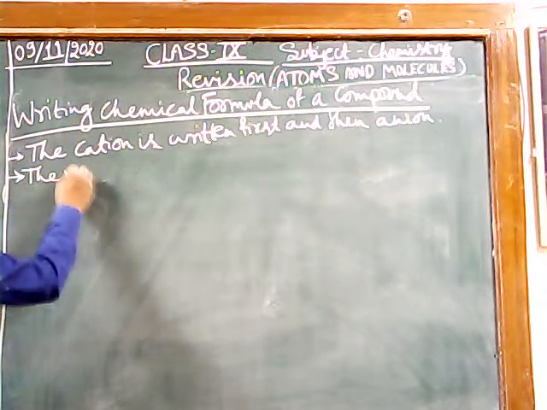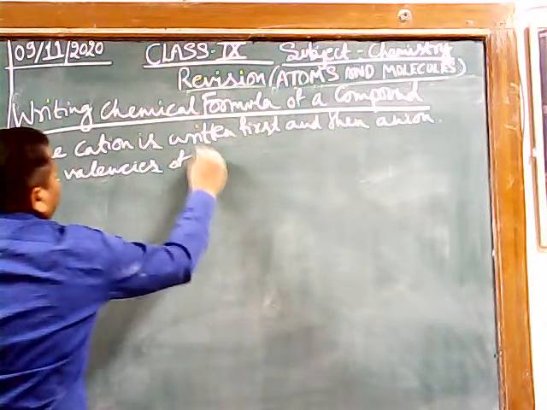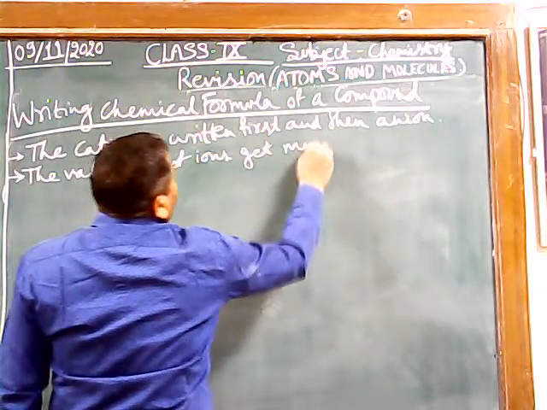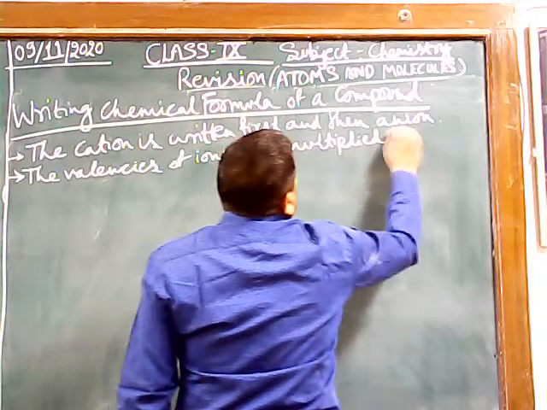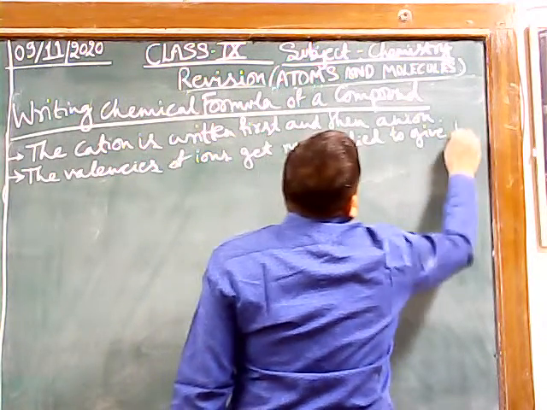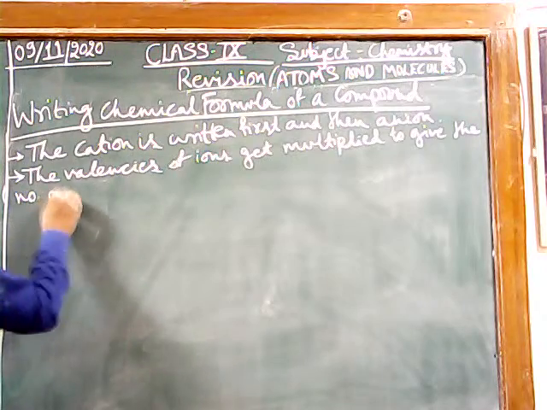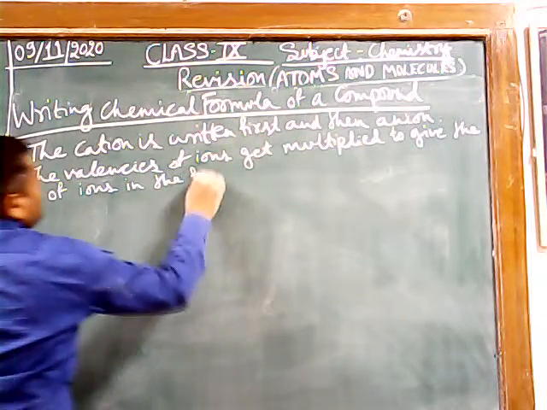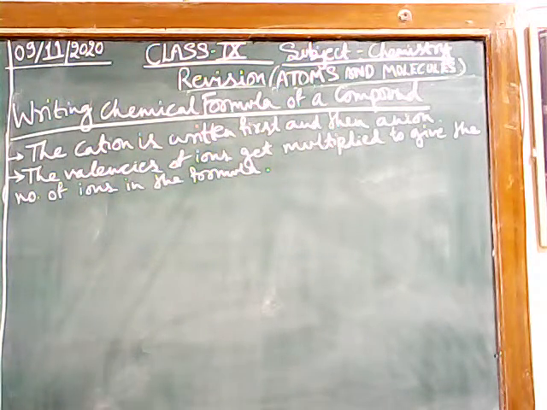The valencies of ions get multiplied to give the number of ions in the formula. Okay.